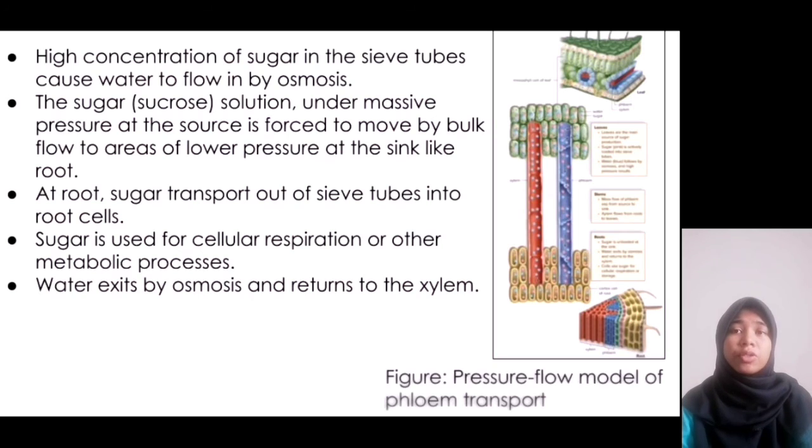Okay, let's move to the next slide. High concentration of sugar in the sieve tubes causes water to flow in by osmosis, and the sugar solution under the massive pressure at the source is forced to move by bulk flow to the area of lower pressure at the sink, like the root. Then at the root, the sugar is transported out of the sieve tubes into root cells, and the sugar is used for cellular respiration or other metabolic processes, and water exits by osmosis and returns to the xylem. If you want to see the summary of this whole process, you can see the figure provided in the slide.